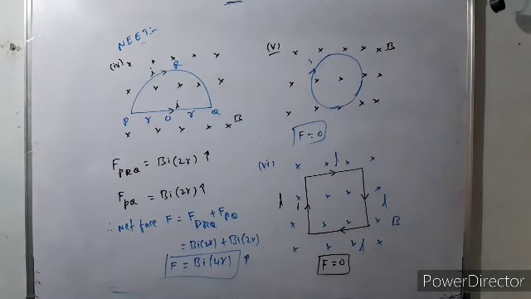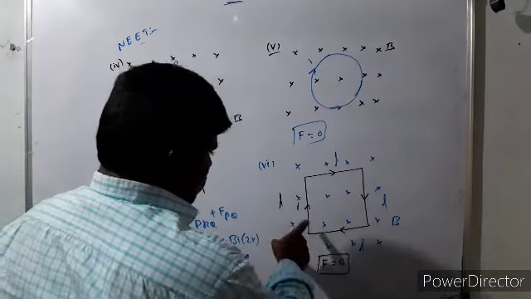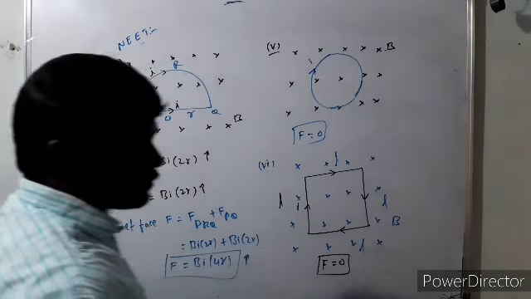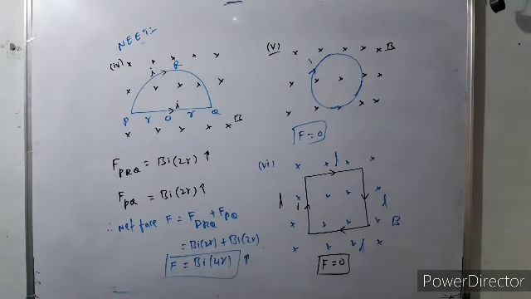When the current forms a closed loop, the force on the closed loop is zero. Keep that in mind. Okay, students.